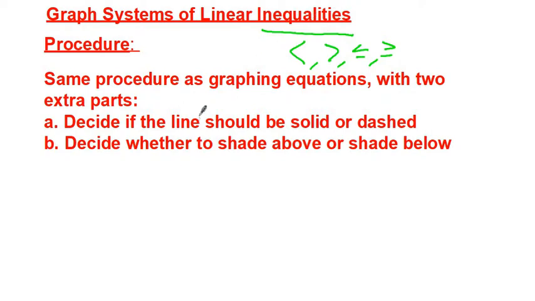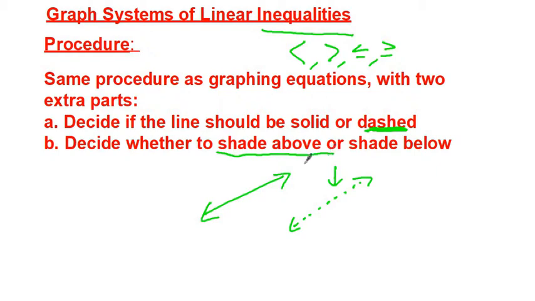There's just two extra things, and these things might not make sense to you until we actually do them. When you're graphing a regular line, it's a solid line. But if you have an inequality, on occasion, and I'll show you how to tell when it is and when it isn't, you'll have to draw, instead of a solid line, a dashed line like you see right there. And then the other thing is to decide whether to shade above or below the line.